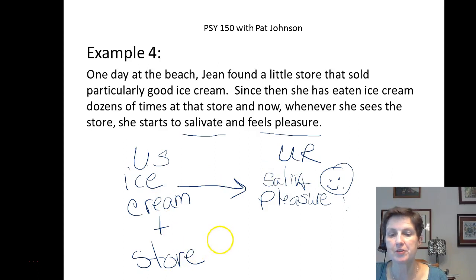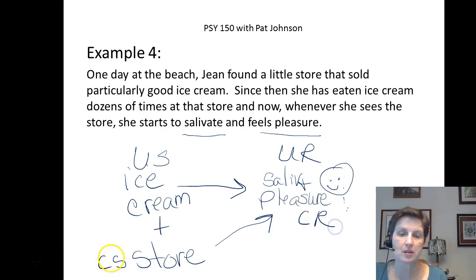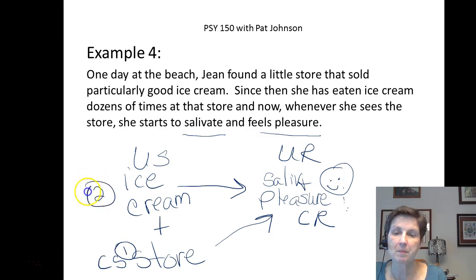Pair that enough times, so now the store alone causes salivation and pleasure. We label store conditioned stimulus because that used to be neutral, and salivation and pleasure just to the store would be our conditioned response. So again, the store came first, then the ice cream, then salivation and pleasure. Pair that enough times, and now just when she sees the store, she experiences salivation and pleasure.